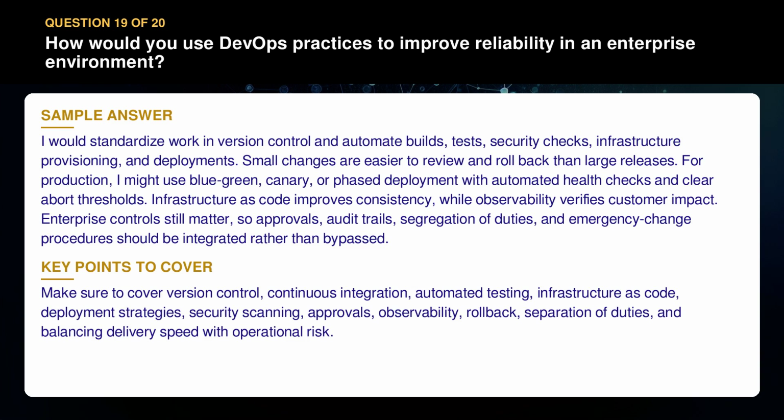Make sure to cover version control, continuous integration, automated testing, infrastructure as code, deployment strategies, security scanning, approvals, observability, rollback, separation of duties, and balancing delivery speed with operational risk.